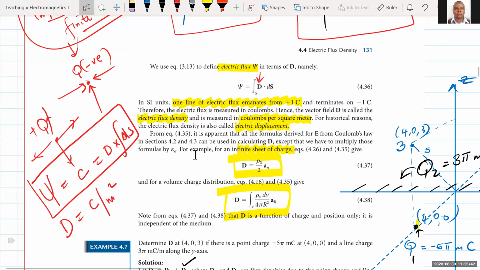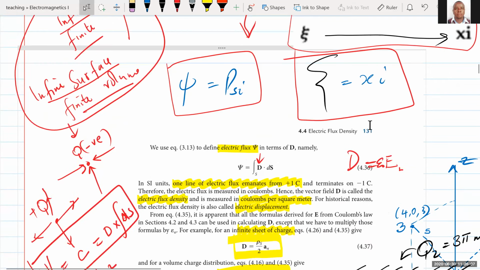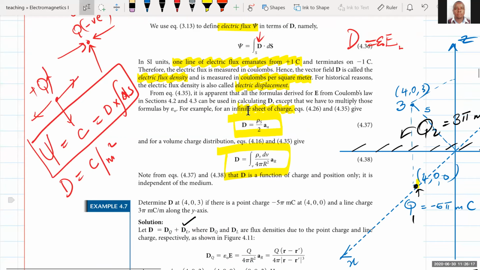And the only difference that we are saying is that if we get E, say for a line, then if you multiply with epsilon naught, because we are dealing with free space for now, that gives you D. So I guess that is quite clear. That is what this statement is saying, that from equation 4.35, which we have just obtained, we can always get a D from E that we have already found out from those many equations that we developed.